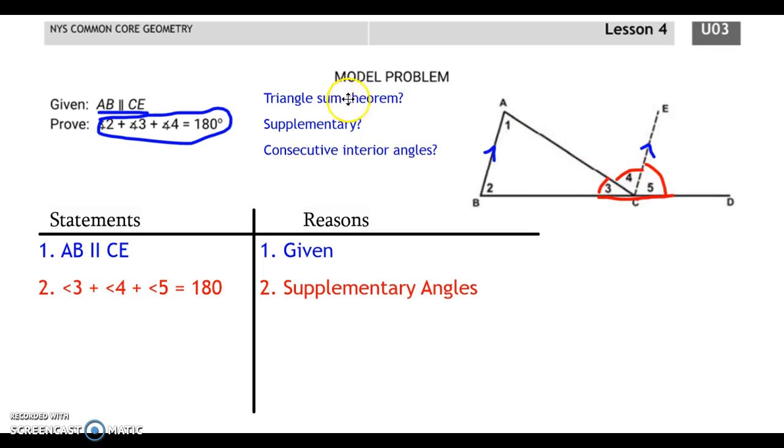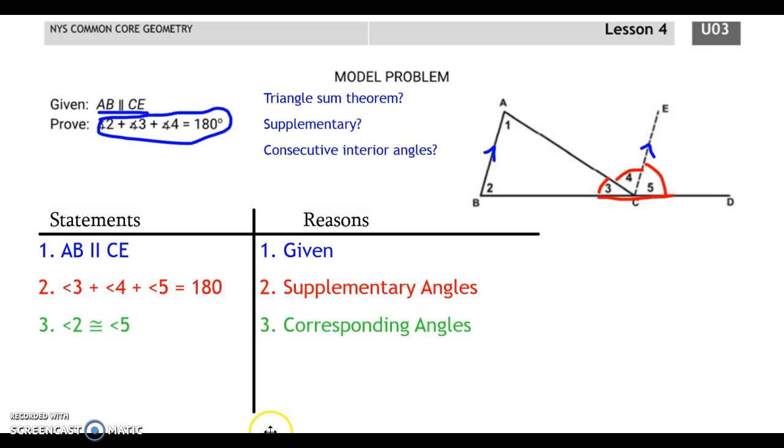You could have done this using triangle sum theorem. I know that many people in class did that, but I chose supplementary because I thought it was an interesting proof. AB is parallel to CE, as I said, it was given. Angles 3, 4, and 5 equals 180 because they're all along this straight line. The next thing that I saw was that angle 2 and angle 5 are corresponding angles.